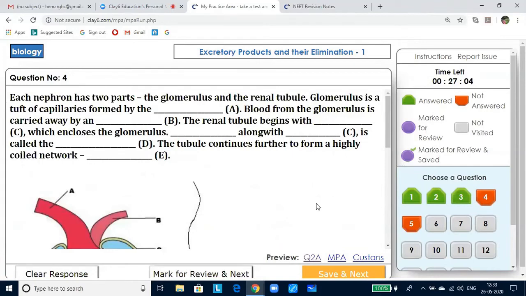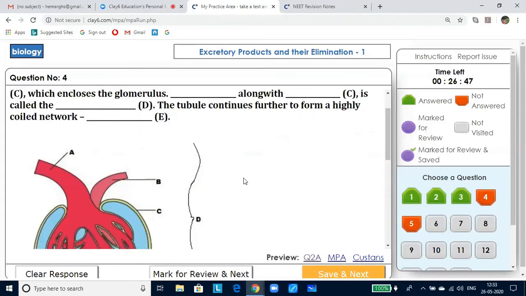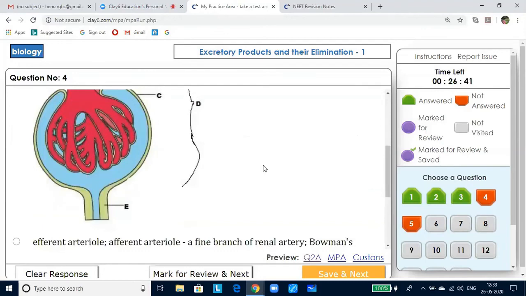Each nephron has got two parts, the glomerulus and the renal tubule. Glomerulus is a tuft of capillaries formed by the dash. Blood from the glomerulus is carried by dash. The renal tubule begins with dash which encloses the glomerulus; the glomerulus along with dash is called the dash. Tubule continues further to form a highly coiled network.